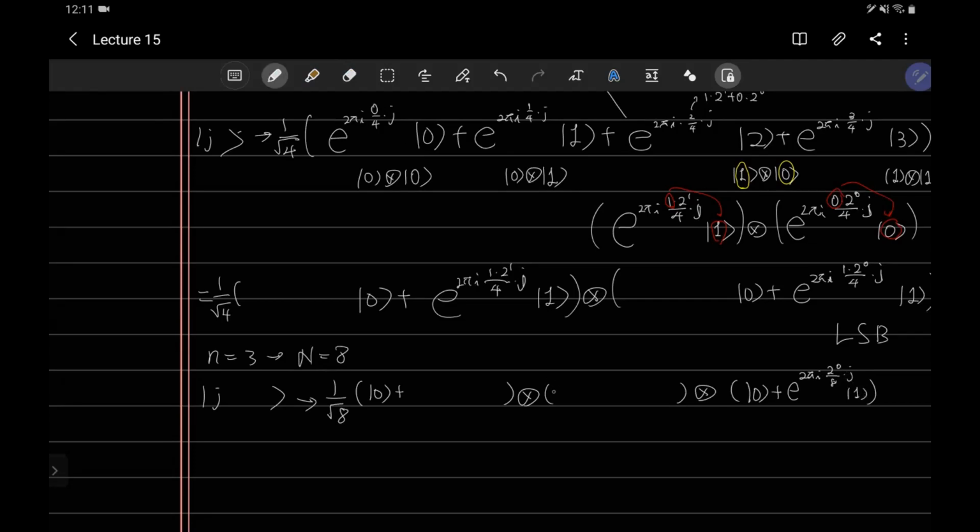For the second term, it will be similar. It is 2 pi i multiplied by 2 to the first over 8 times j. And finally, the first term will appear like 2 pi i, and then it is 2 to the second over 8, multiplied by j.